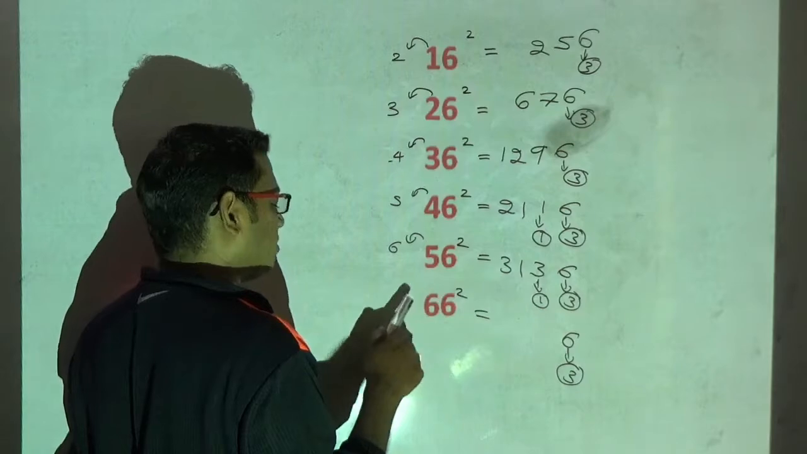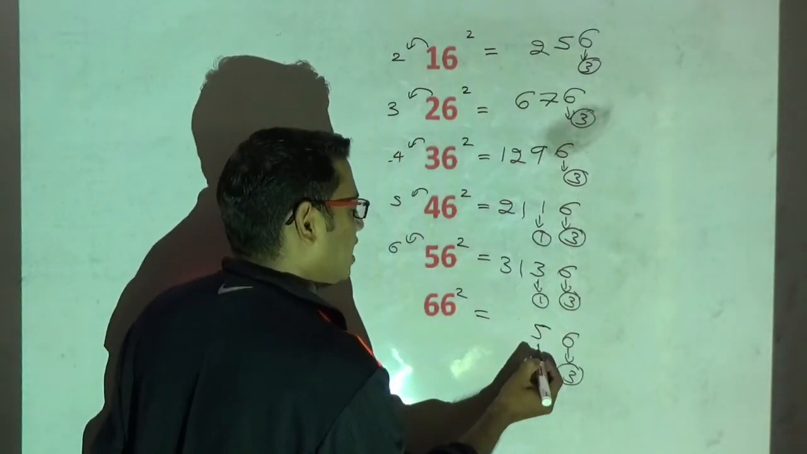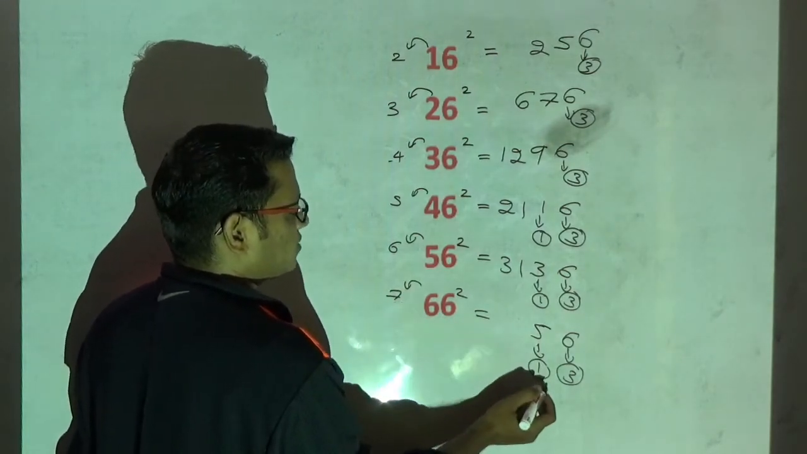Next, 6 square 36, carry 3. Double your 6, it will become 12. Unit place 2. 2 into 6 is 12. 12 plus 3 is 15. Carry 1. Okay, next number is what? 7. 6 7s is 42 plus 1, 43.